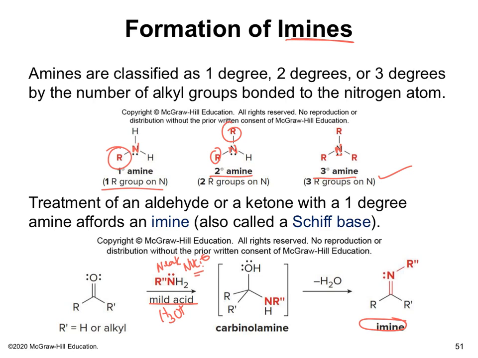And so what happens is you get protonation, and then the nucleophile adds, and then you get deprotonation to give you a carbinolamine. This is kind of like our hemiacetal. You're going to get protonation again, and then this lone pair will form an imine. An imine is a carbon-nitrogen double bond. It's also called a Schiff base. You see this a lot in biological reactions.